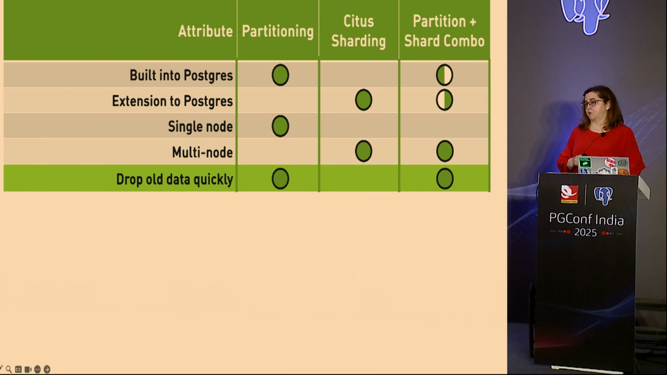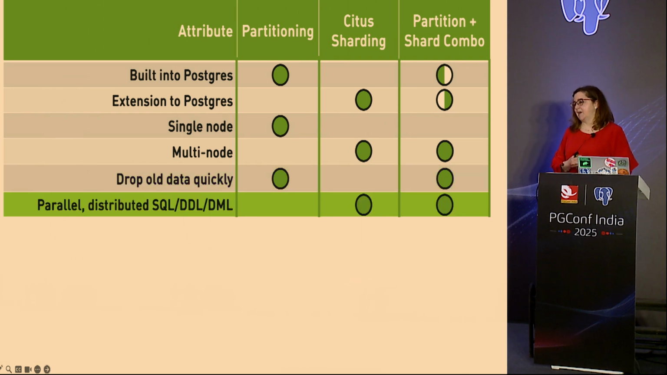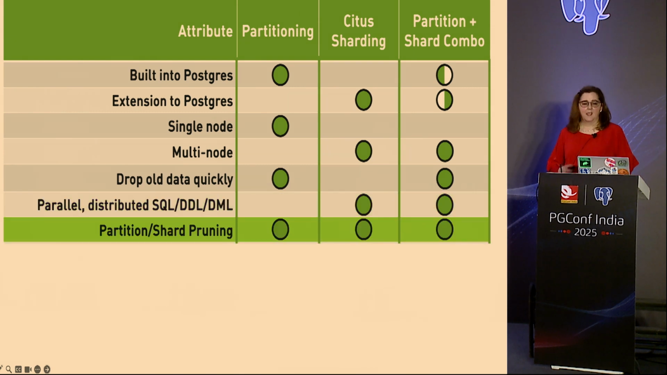Okay, dropping old data quickly. I gave you the example before of how partitioning just makes that so much easier, when your data is structured in a way that the data you want to drop is contained within those partitions. And then parallel distributed SQL and DDL and DML, that's where Citus shines, so it's getting a green circle for that. And then using the two together, you'll see that a lot of times the two together gets a green circle because it's getting the benefit either from partitioning or from sharding.